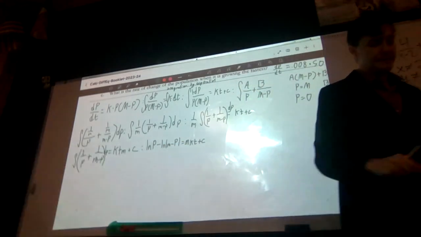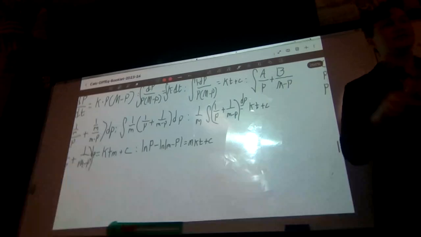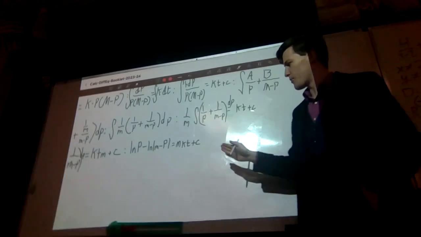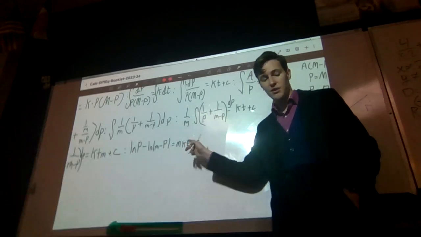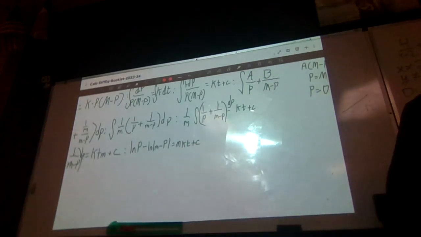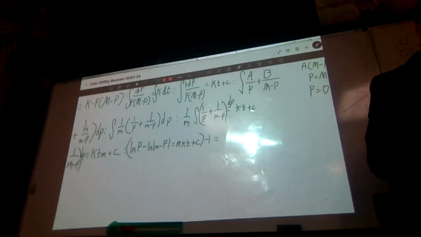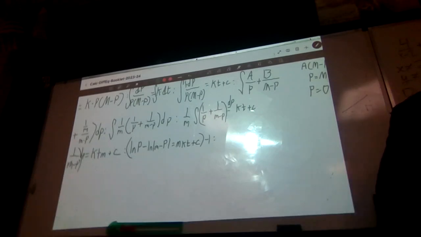Okay? So now, this is where some funky stuff happens. Because of the way the equation is, if you remember, the logistic equation has a bunch of negatives, right? So therefore, what has to happen over here? We have to make these negatives somehow. I'm going to multiply everything by negative 1. This is not something you're going to have to do very often. Don't worry about it. Instead, these are basically going to switch out. We get the natural log of m minus p, minus the natural log of p, is equal to negative mkt minus c.